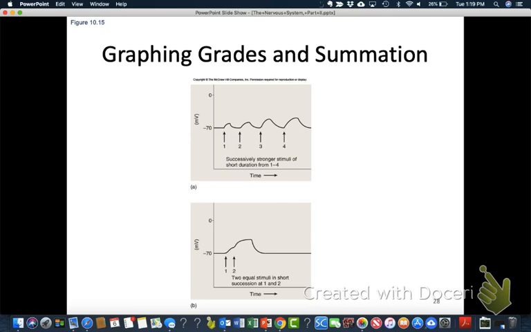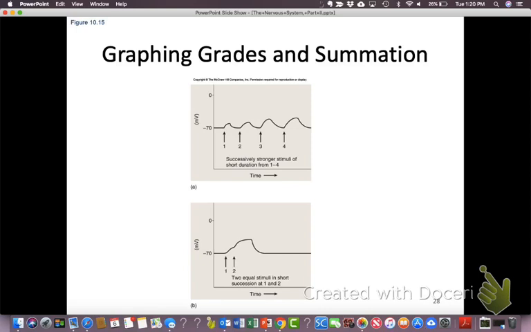So we looked at summation when we studied muscle physiology. In lab, you got to stimulate a volunteer, and as you increased the voltage, the contraction got stronger, and that's an example of summation. So here we're seeing an example of summation in the nervous system, where we're getting stronger and stronger stimuli, but each one is of short duration. That is, each one is over before the next one starts.